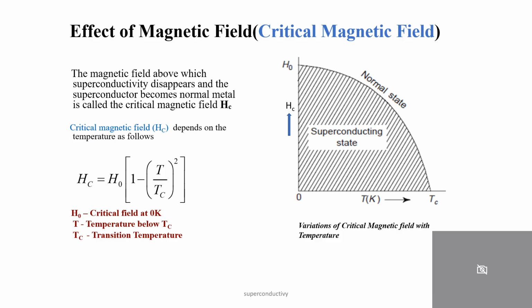So here, maximum critical magnetic field, and here, minimum magnetic field.